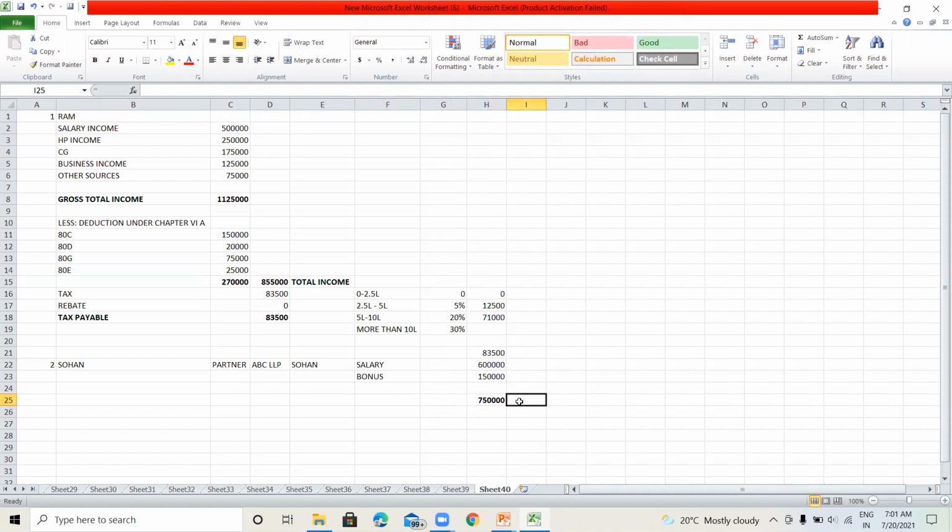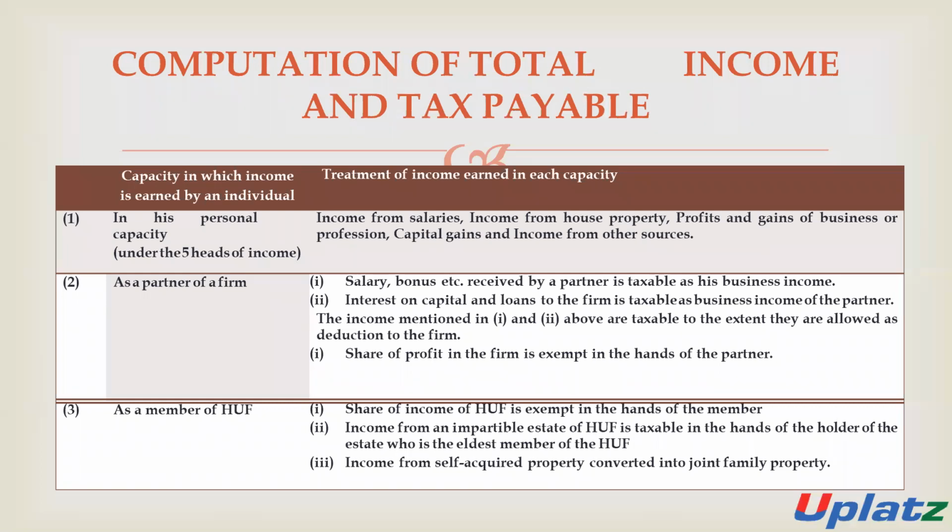It will be taxable in the hands of Sohan under the head of PGBP. So when an individual works as a partner in a partnership firm and earns salary, bonus, etc. from such firm, such amount will be taxable as his business income under the head of PGBP. Number two, interest on capital and loan to the firm.